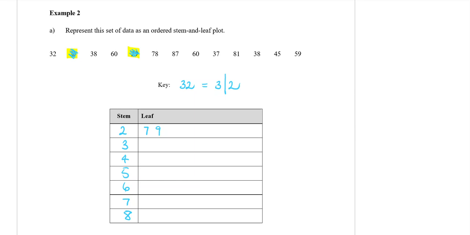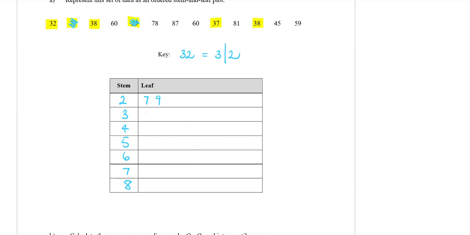Cross them out. Now I want to look for the 30s. I have 32, 38, 37, 38. The smallest leaf would be the 2. Cross that out. Then I would need 7. Cross that out. And then there's 2 8s. Cross those ones out. Now we're looking for the 40s. There's 45. Is that the only one? All right. So that means 45 is going to go there. Cross it out. 50s. I think there's only one of those as well.